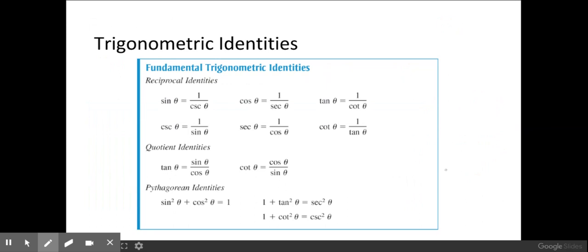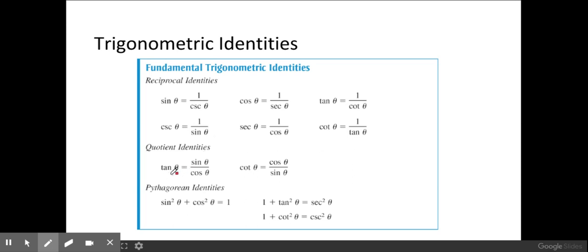So the last thing is trig identities. So we have a bunch of different identities that work for these trig ratios. So the first are the reciprocal identities. So sine theta is equal to 1 over cosecant theta, just like cosecant theta equals 1 over sine theta. So it's just flipping. So these are all equivalent. So that's essentially what an identity is. It's writing something in the form of something else, but they both are equal.